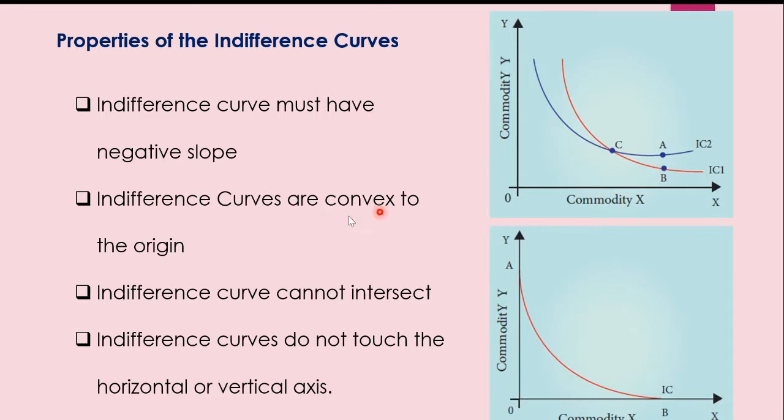Second one, indifference curves are convex to the origin. Third one, indifference curve cannot intersect each other. Now look at this figure. Here we have two curves, IC1 and IC2. IC1 is a lower indifference curve denoting lesser satisfaction. This one, IC2, is an upper indifference curve denoting higher satisfaction.